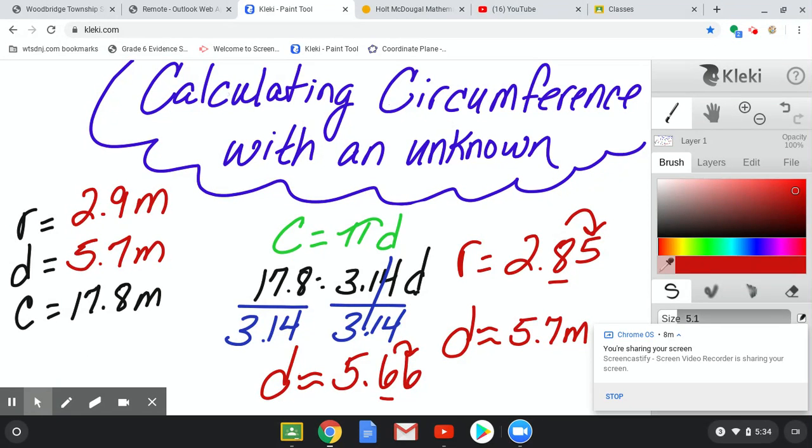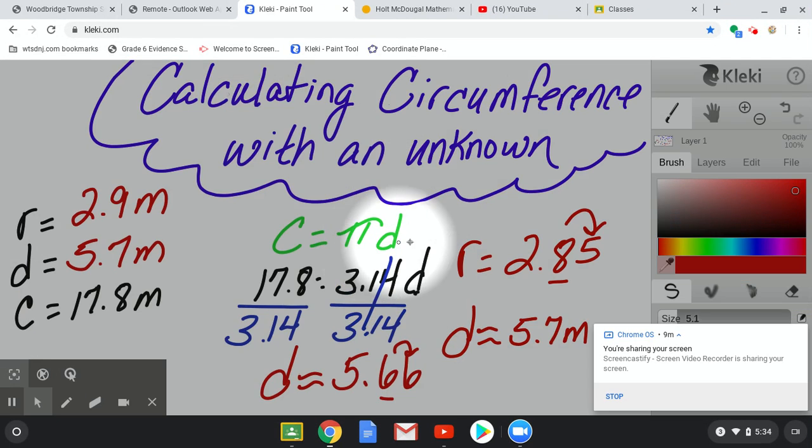So even though we used the formula that had diameter in it, we could still find our radius as I explained in the previous video.